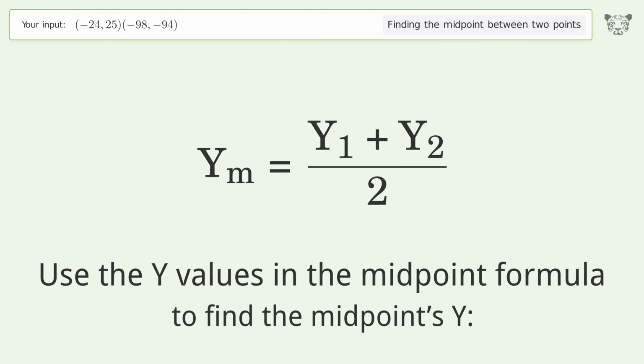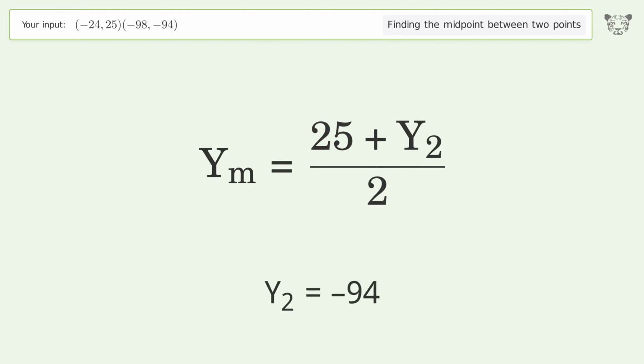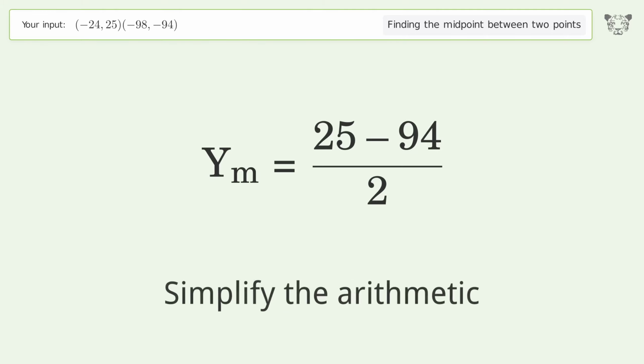Use the y values in the midpoint formula to find the midpoints y. y1 equals 25. y2 equals -94. Simplify the arithmetic.